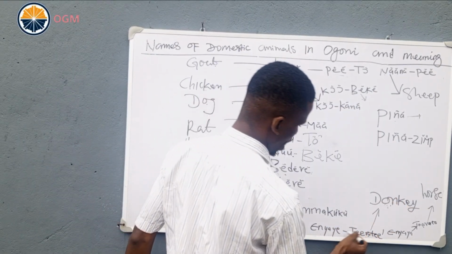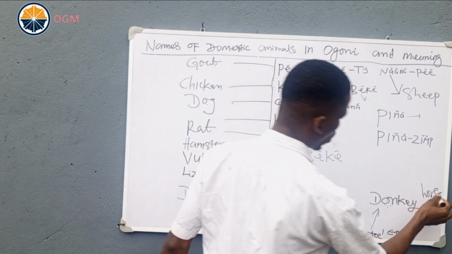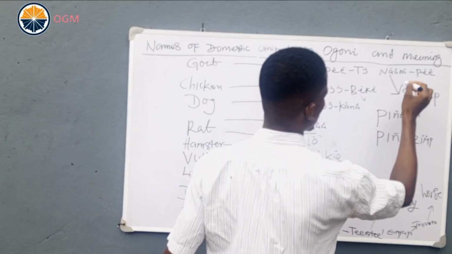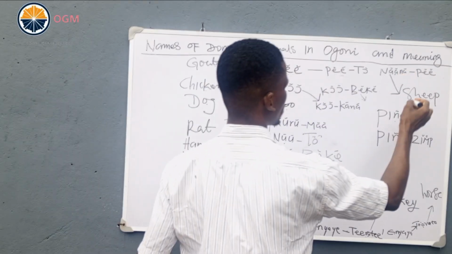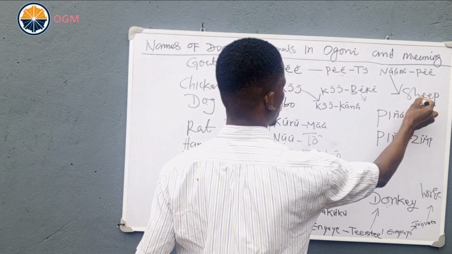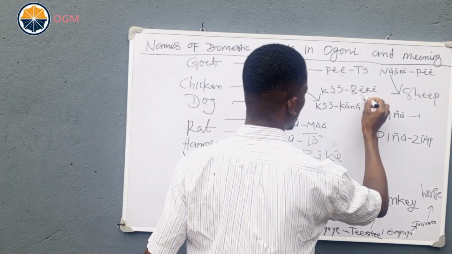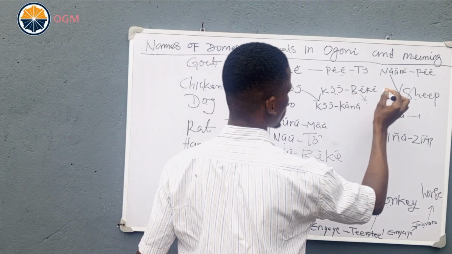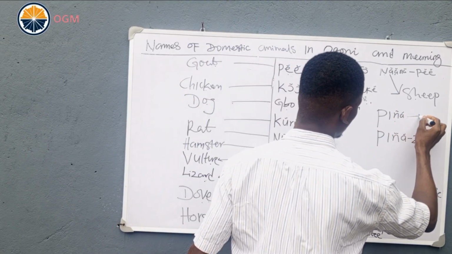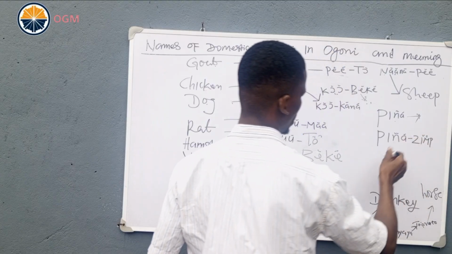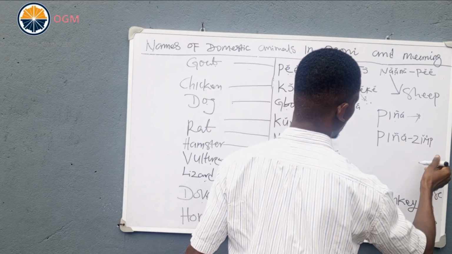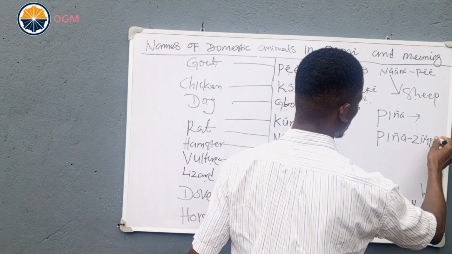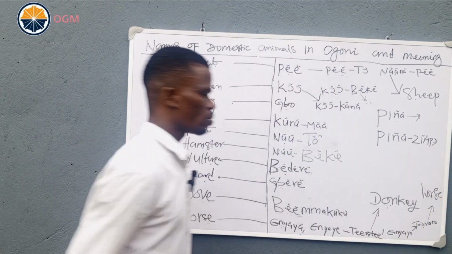donkey, enyanya torato, horse, enyanya terate, nana pay, sheep, konbeke, dog fowl. Here we have pina, which is cricket. Pinazum is also cricket, but just that this one lives in the house.